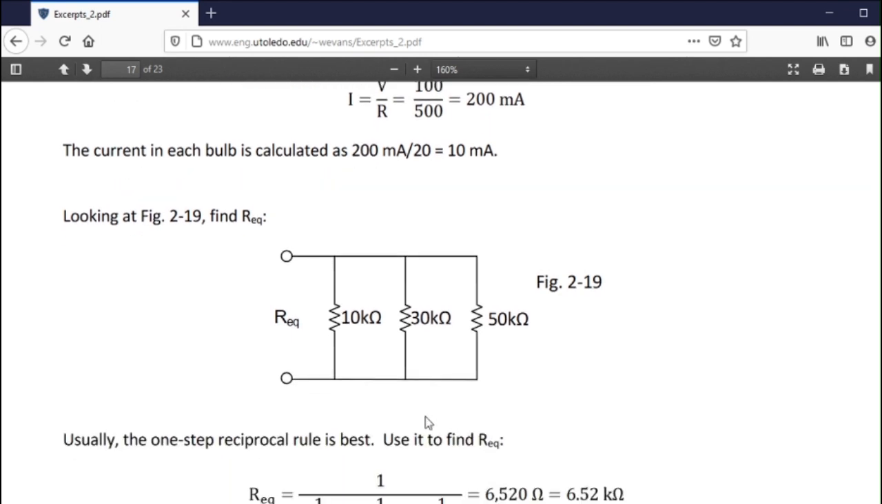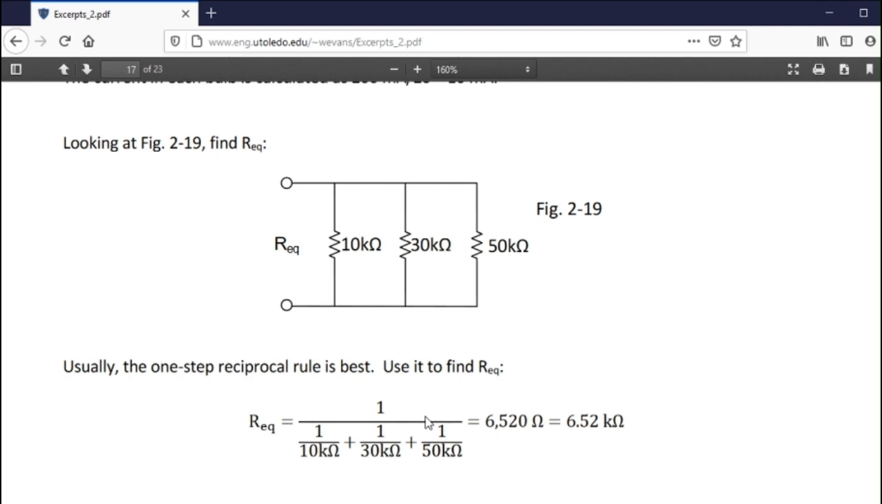Okay, so another one. What's the R equivalent here? It's 1 over 10K plus 1 over 30K plus 1 over 50K, or 5.62K ohms. Now, a quick check. Which is the least of these? 10K. This is less than 10K. So it's probably right.